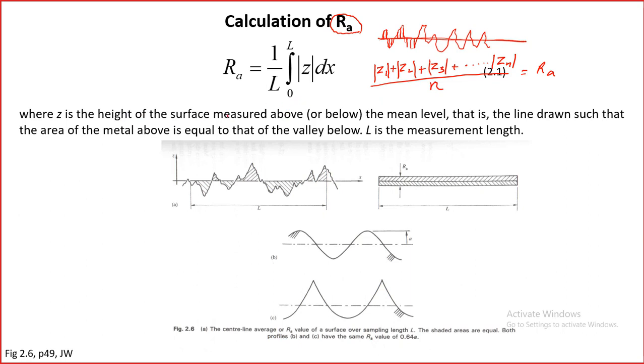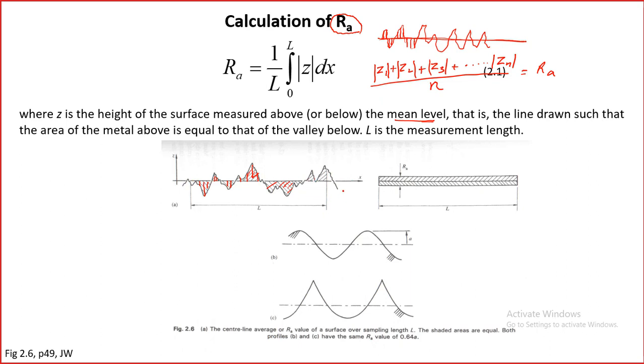Here Z is the height of the surface measured above or below the mean level, and this is the line drawn such that the area of the metal above is equal to that of the valley below. So it is considered in terms of the area. This area and this area are the same. But when we do profilometry, we do not get this area as such. So what we can take is these numbers, all these data points, and we can take a mean of that. That will be the mean value.